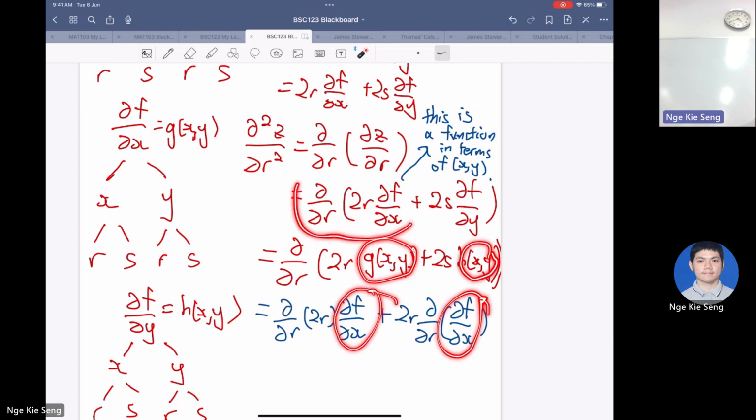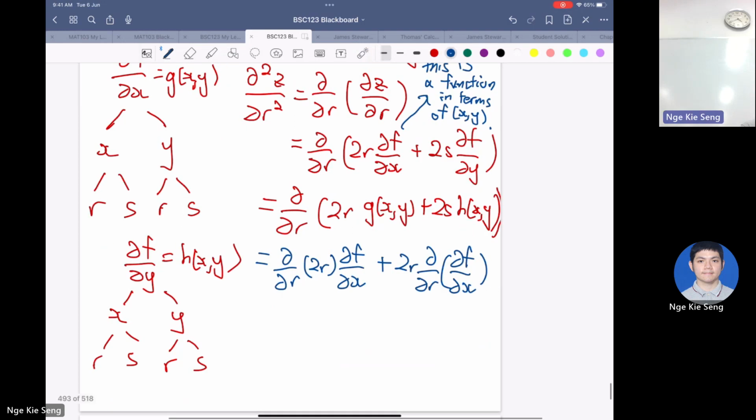No, no, no. I'm just computing the first term only. I haven't computed the second term yet. I only compute the first term. The first term splits into two terms because of the product rule. Okay, so the second term splits into two terms as well.